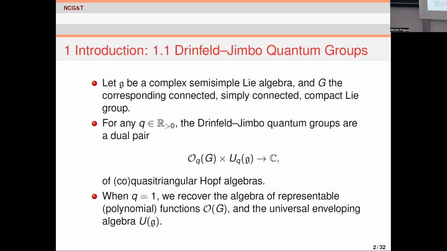And we have a dual pairing of co-triangular Hopf algebras. Now, when q goes to 1, we're going to recover the algebra of representative or polynomial functions, O(G), and we recover the universal enveloping algebra. That's not entirely true. In fact, you're going to get an l-fold cover of the universal enveloping algebra. This is sort of a technical detail, where l is the rank of the Lie algebra that you're looking at. Okay, so just the general setup.